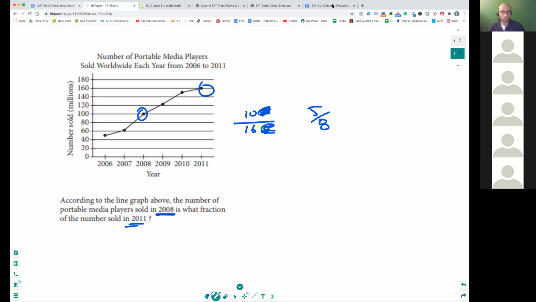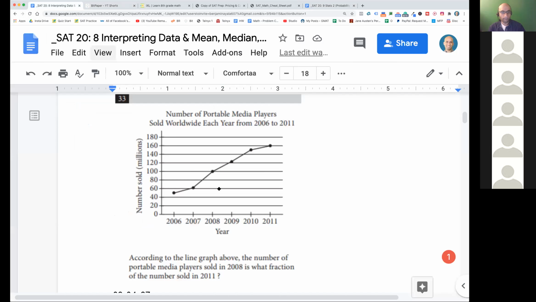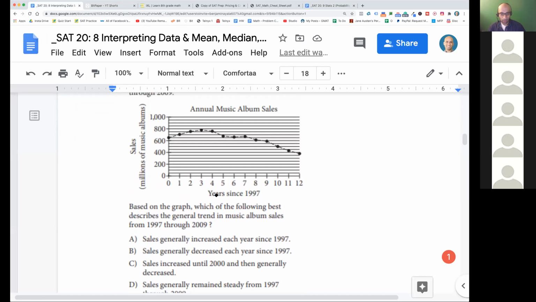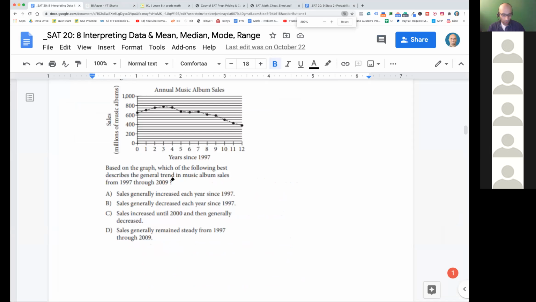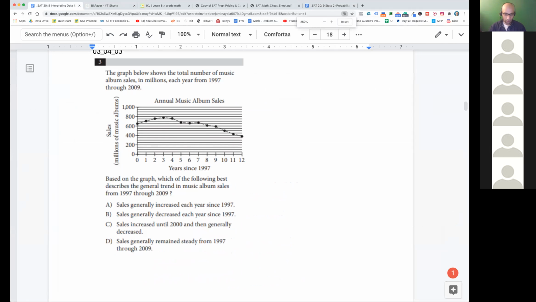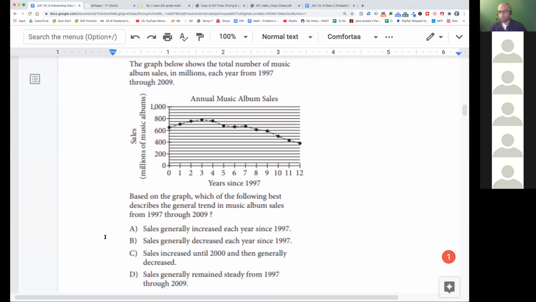Okay, so now let's try another problem. Let's try. Yeah, this is good. This one we can try one more time. I know we've done this before, but see how you can solve this one. So go for it, try it, and see what your answer is going to be. So based on this, let me zoom into this a little bit so I can read it better. Okay, so what's going on? Sales generally increased each year since 1997. Remember, this is 1997 right from here. Okay, so that's one thing you might want to know. What year is going on? So okay, so it's increasing.